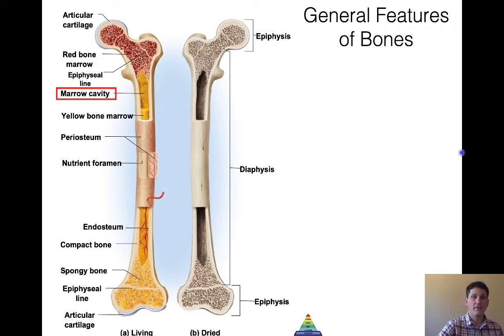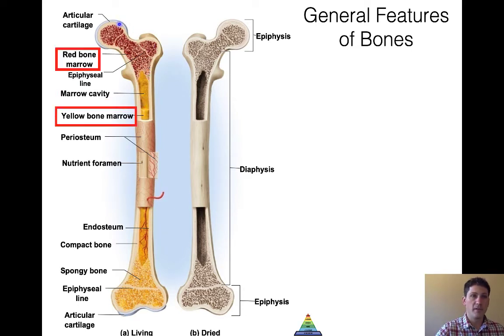Inside of the diaphysis, in living bone, so note this left image here is living bone, while the one on the right is dried up dead bone. Over here we can see that we have a marrow cavity with yellow bone marrow inside and lots of blood vessels that are going into our yellow marrow.